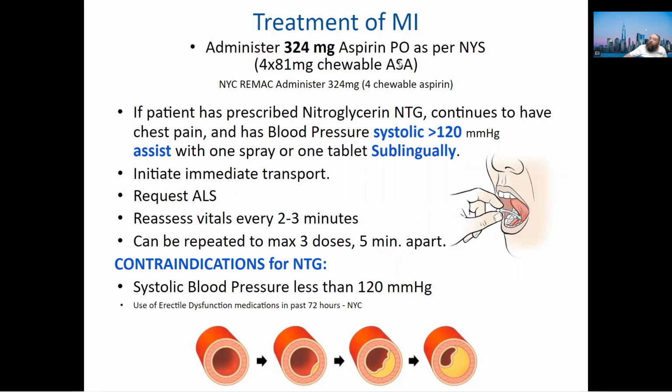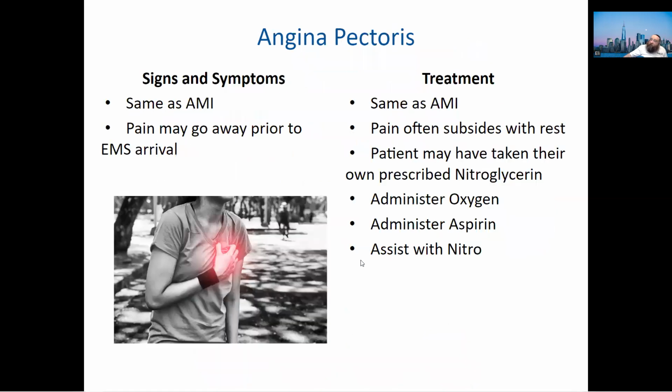That's the aspirin. Now, nitroglycerin, they have to have been prescribed, as I told you. They must have a high systolic pressure, 120 or greater, and it goes sublingual under the tongue. Reassess vitals every 2 to 3 minutes. You can give 3 doses if the medics are not there, at least 5 minutes apart, and with a blood pressure in between each one. Remember, as soon as the blood pressure goes below 120, you cannot give the nitroglycerin anymore. Medics, we can bring the pressure up and down easier. We have that ability, so our rules are different, but this is for the EMT.